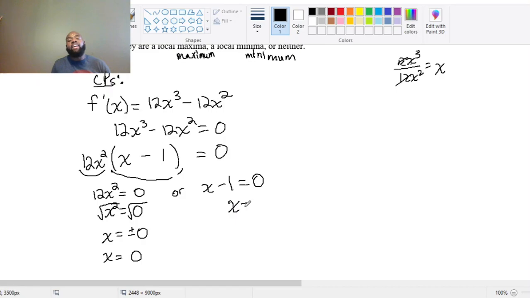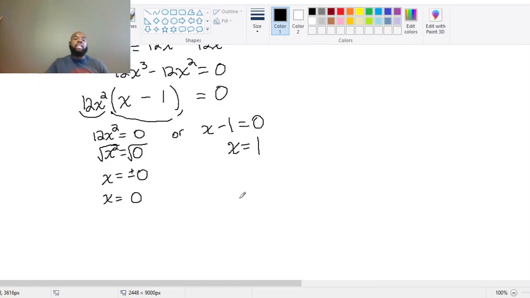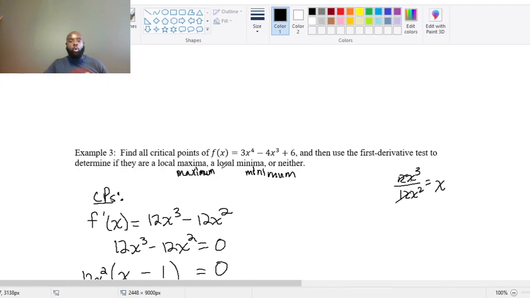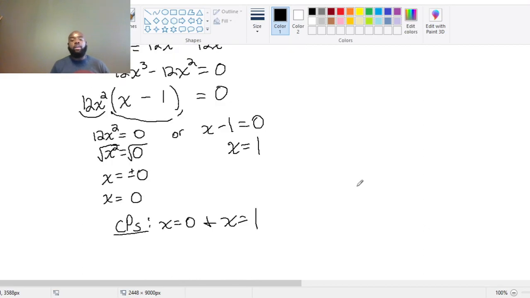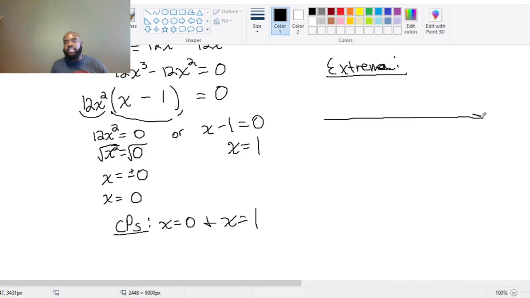All right, here I have x equals 1, if I add 1 to both sides. So my critical points are x equals 0 and x equals 1. Those are my candidates for my local max, my local min, or neither, right? So let's talk about extrema. What I do now is use my first derivative test to see if I have a max or min at each of these, or neither.